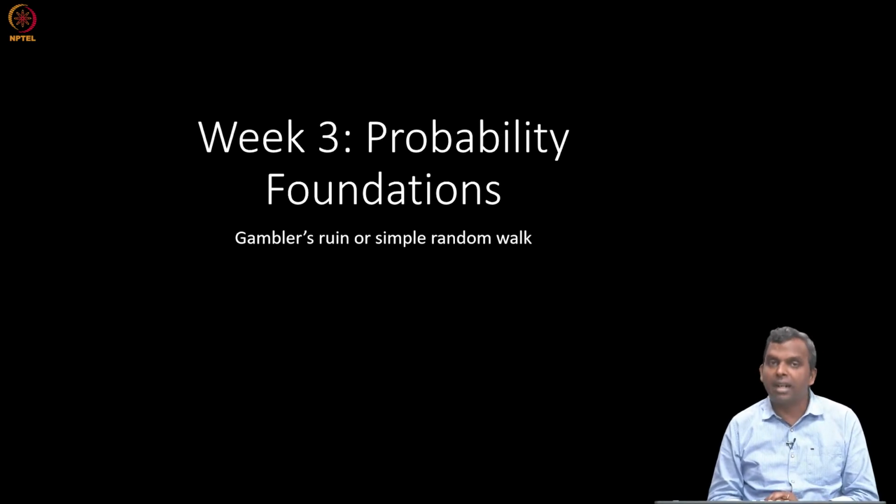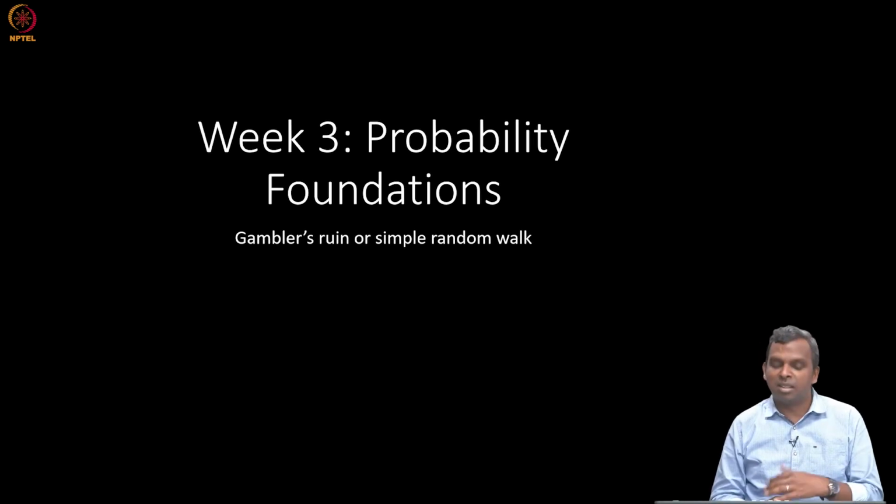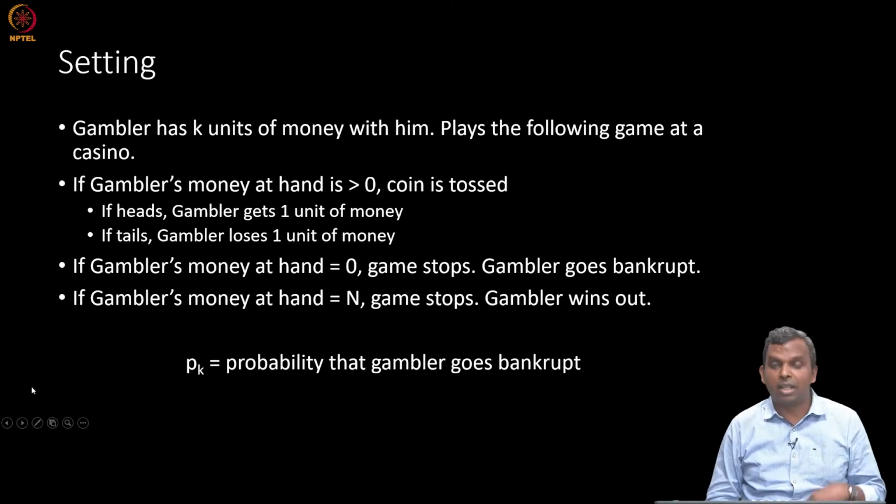It goes by various titles. Two very common titles for this problem: one is called Gambler's Ruin. The gambler is getting ruined, right? It sounds very dramatic. The other is probably a little bit more mundane. It's called a simple random walk. Both of these are names given to this probabilistic setting that we will look at. Let's get into it. So here's the setting.